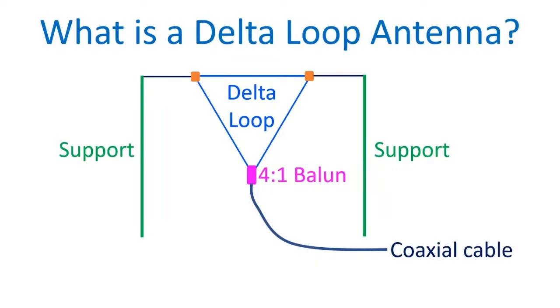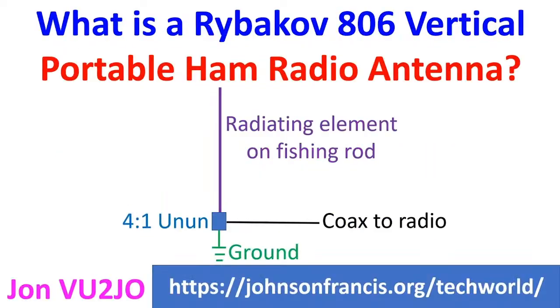Rybakov 806 is a vertical antenna supported by a telescopic fiberglass fishing rod, which gave it the name Rybakov, which means fisherman in the Russian language. The suffix 806 is probably because it is a broadband antenna which can cover from 80 meters to 6 meters.